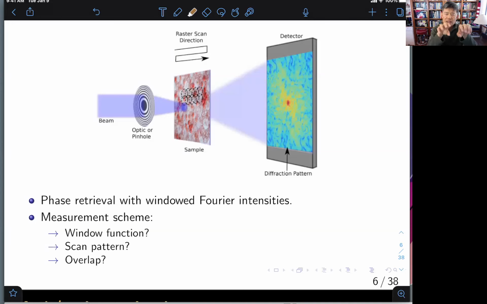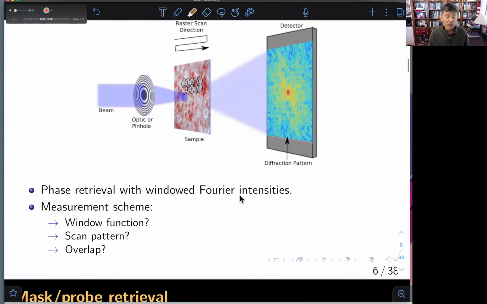Here you break the object into small pieces, and you have to create a redundancy by overlapping the probe location or the probe area. So in mathematical terms, you can think of this as a phase retrieval with windowed Fourier intensity. That's kind of appealing for people working in harmonic analysis. It sounds like a windowed Fourier transform, and you have the Fourier intensity of it. And so the question is, can you do phase retrieval with, let's say, a windowed Fourier transform, for example?